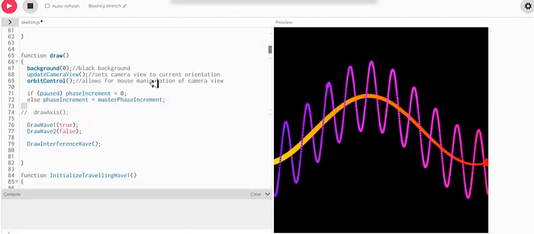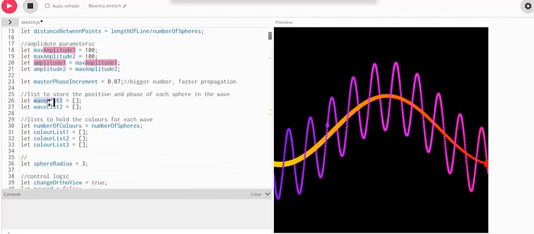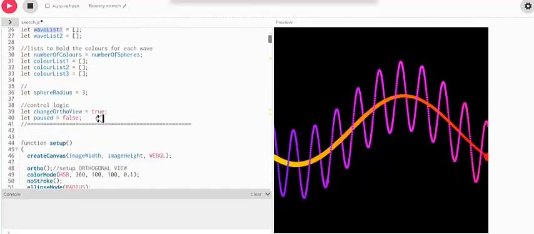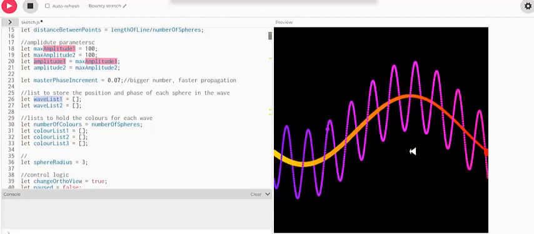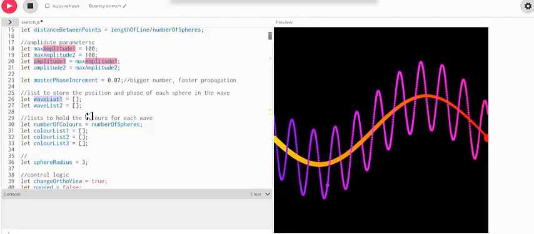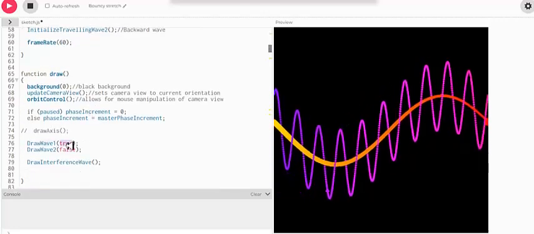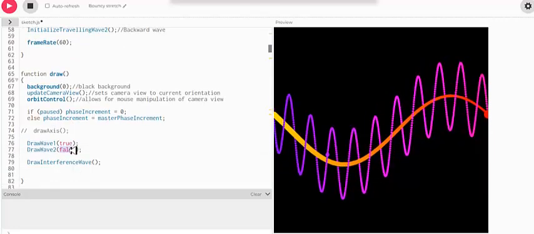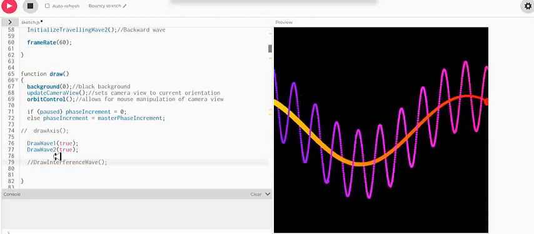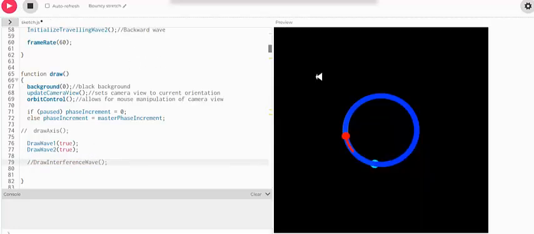In terms of implementation, I create 2 arrays. One for the red wave that's propagating from left to right, and one for the blue wave that's propagating from right to left. So let's re-enable the blue wave for a second. I'm going to disable the interference wave just for a second, and then we'll have a look.